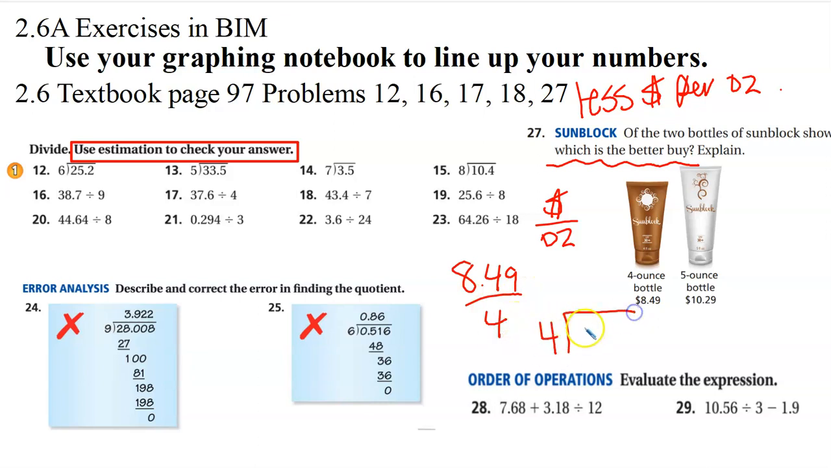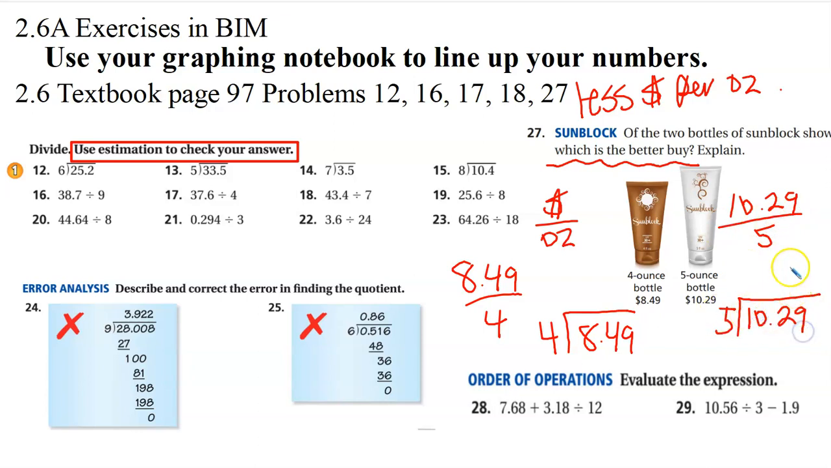So 4 goes on the outside and 8.49 is on the inside. And then to compare the price for this bottle, it's 10.29 divided by 5. So 5 goes on the outside, 10.29 goes on the inside. Whichever one is cheaper is going to be the one that is the better buy.